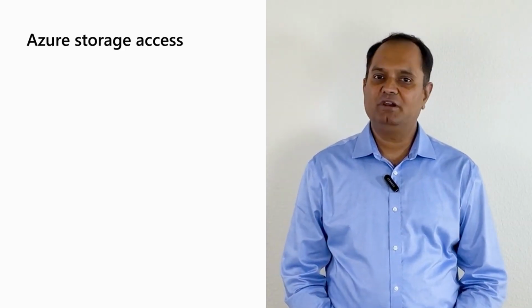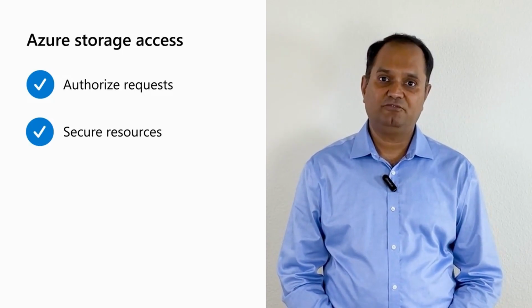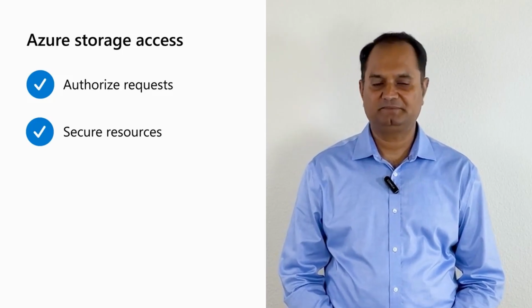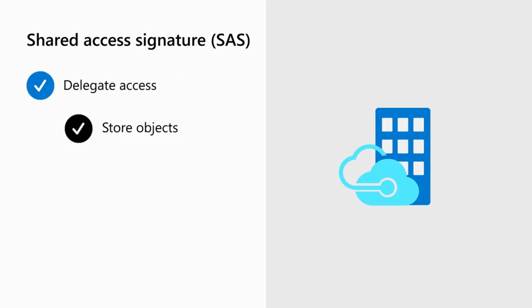In this, you will learn how to authorize Azure Storage Access requests against a secured resource in a blob, file, queue, or table service. Then you will learn about the SAS. It is a string that contains a security token that can be attached to a uniform resource identifier, also called URI. You can use SAS to delegate access to store objects and specify constraints, the permissions, and the time range of access.